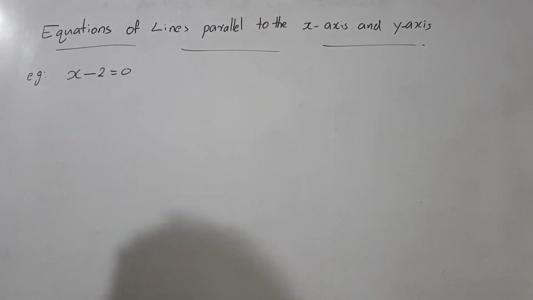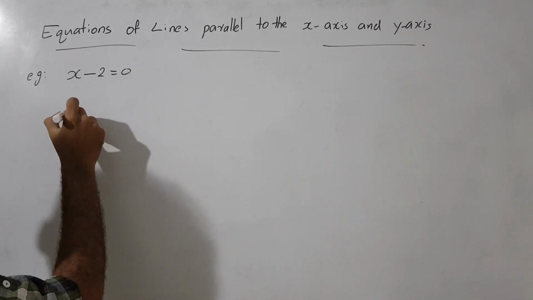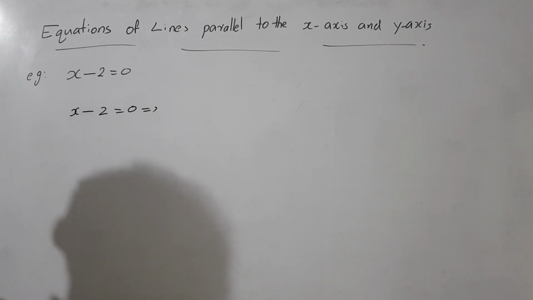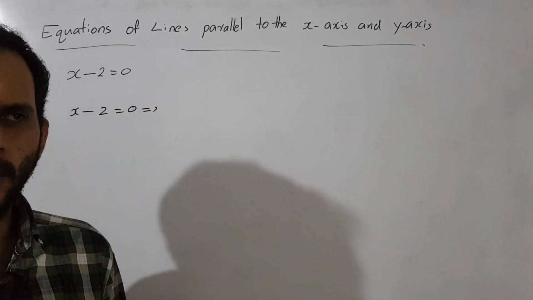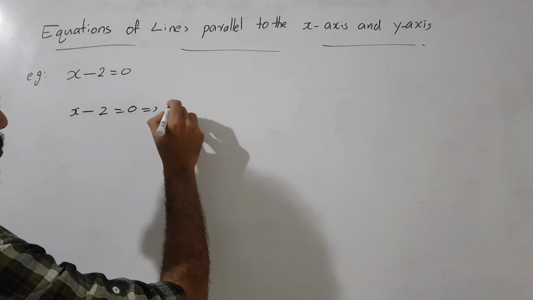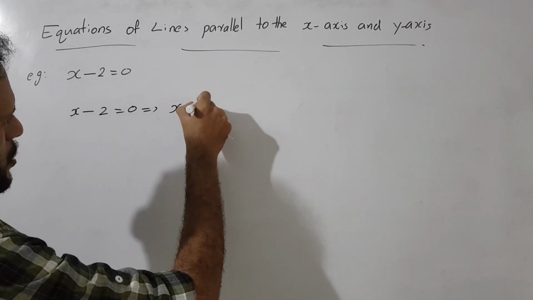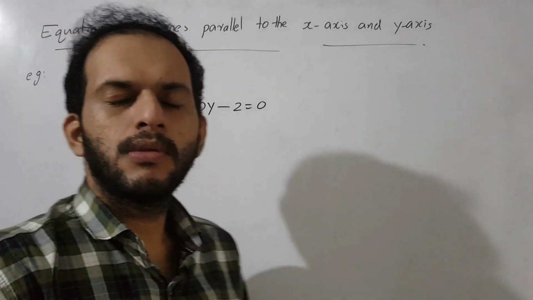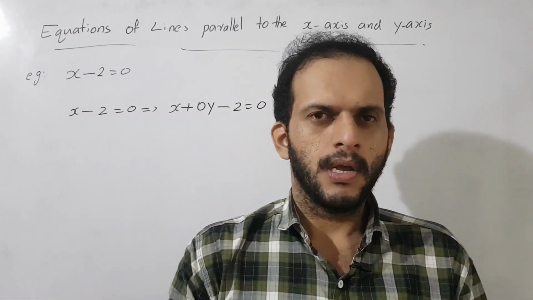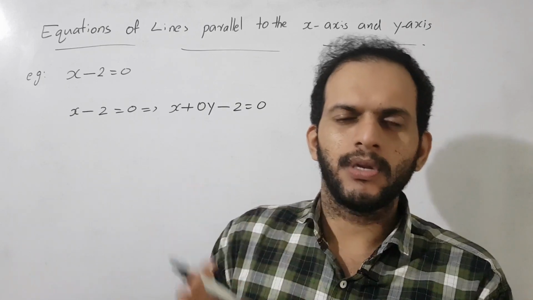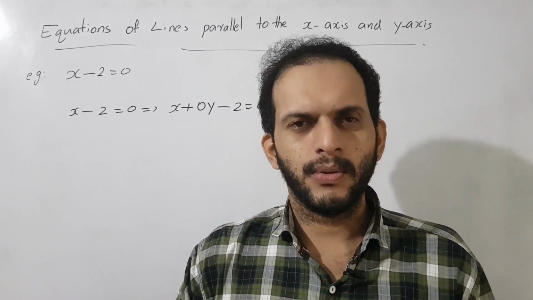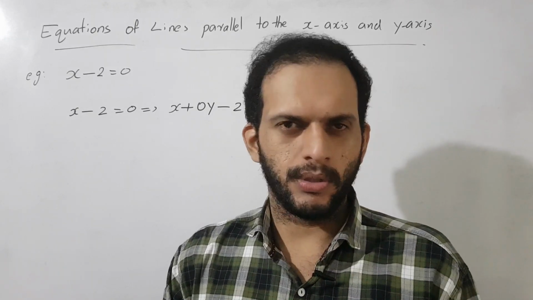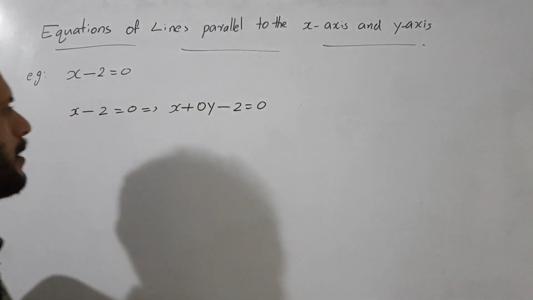How to write x minus 2 is equal to 0 in the standard form? Here we do not have the term with y, so we add it: x plus 0y minus 2 is equal to 0, correct? Now we have got the equation in the standard form. Then we try to find the solutions of this equation. How many solutions are needed? At least two solutions, correct? Next, how do we find the solutions?